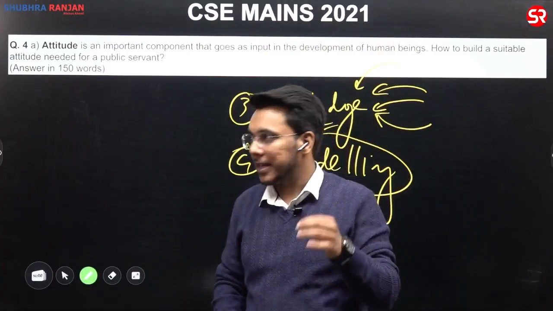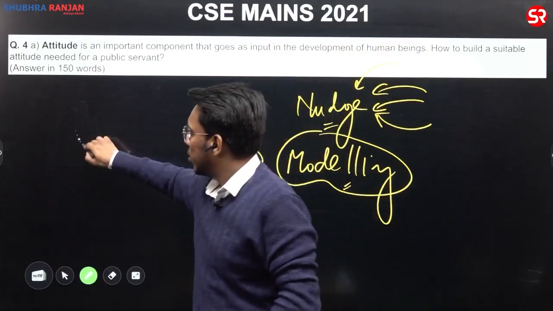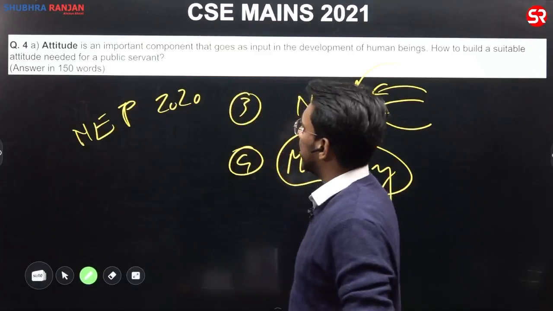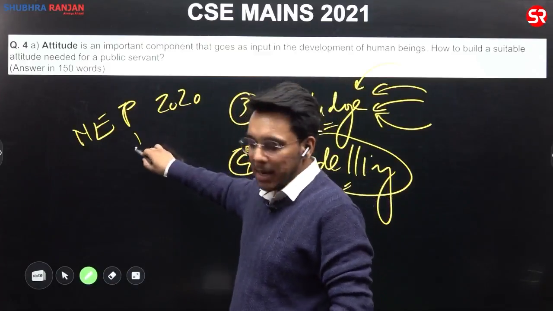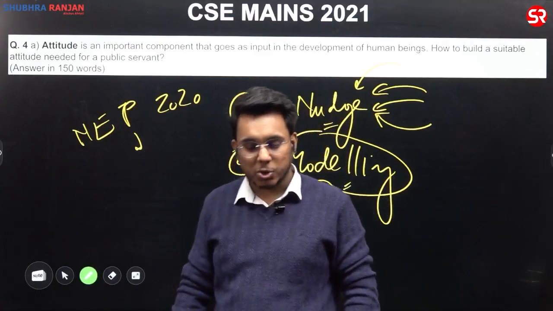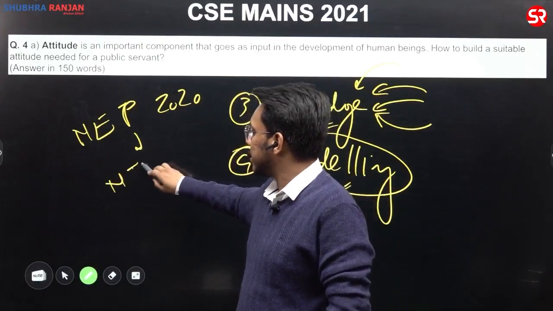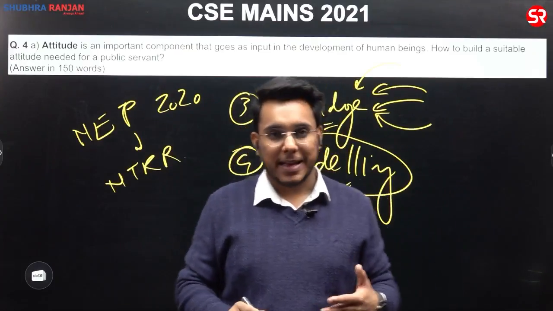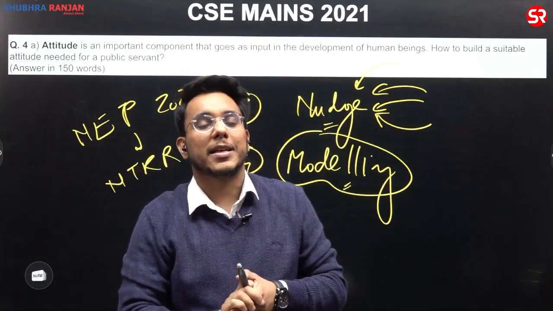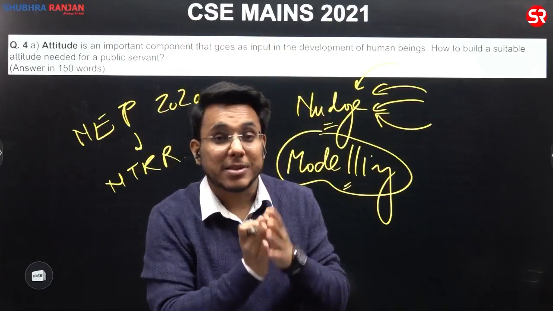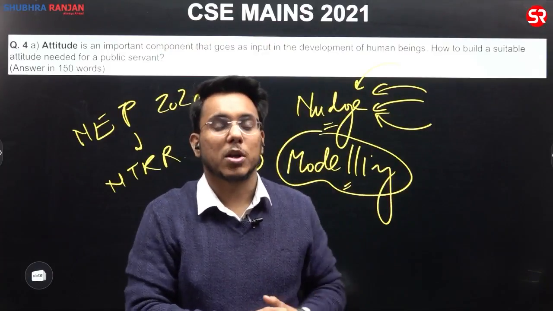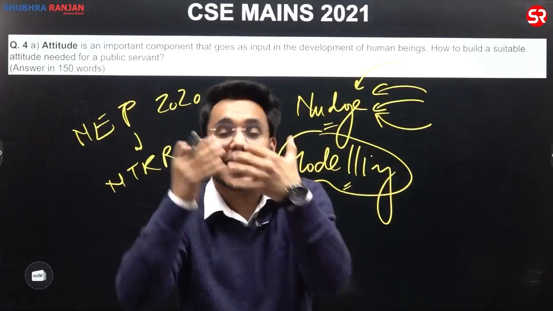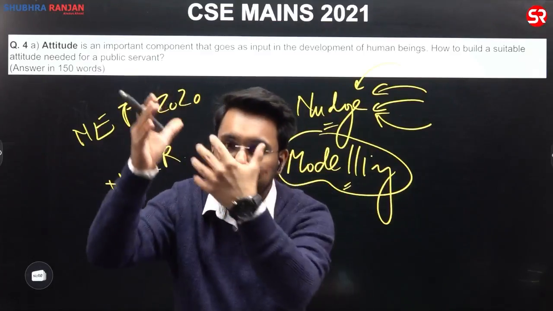Now, in this capacity, one reference you can quote is the New Education Policy 2020. It came out with the National Teachers Resource Repository. What is this National Teachers Resource Repository? In this, the experiences of different teachers will be put, the values that different teachers have adhered to. The good case studies where teachers have behaved in a good manner will be put, so that the budding teachers can learn from that.